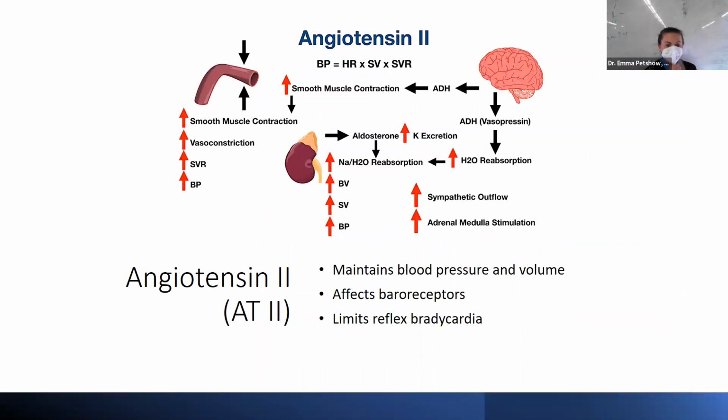When we look at angiotensin 2 itself, its goal is to maintain blood pressure and volume. It's going to, like I mentioned, affect those baroreceptors, those pressure receptors. It also has a great side effect in that it's going to limit reflex bradycardia. What is reflex bradycardia? It's when we have a change in blood pressure or blood volume that then directly affects heart rate. So if our blood volume goes down, typically our heart rate is slower. And then when our blood volume improves, our heart rate gets faster and then will slow way down again afterwards. What angiotensin 2 does is prevent us from having a major drop in blood pressure and heart rate after blood volume is corrected.